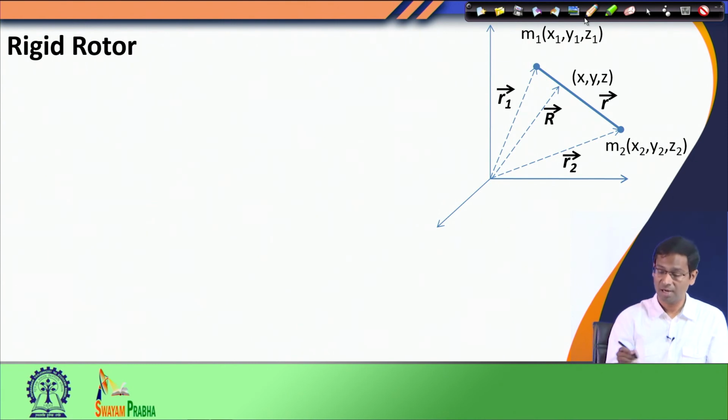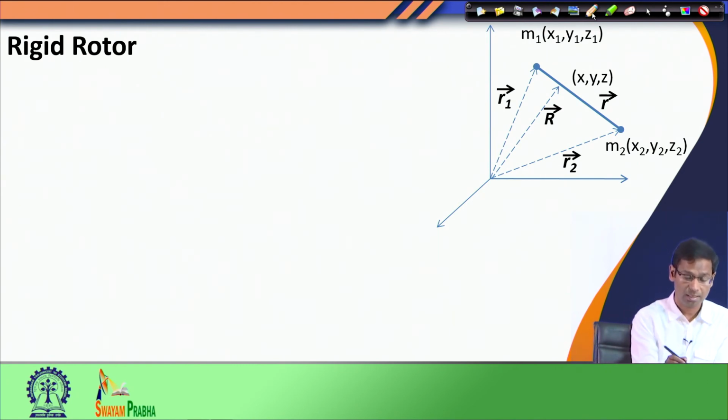Rigid rotor is defined as a two body problem, where the two masses are fixed in their positions, the distance between m1 and m2 is fixed. This is a rotor which can rotate, but while rotating it is not allowed to change its internal motion r. So, the distance is frozen. So, for such a system I can write down the Hamiltonian.